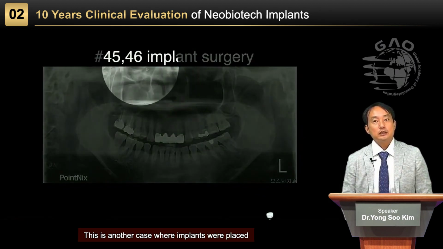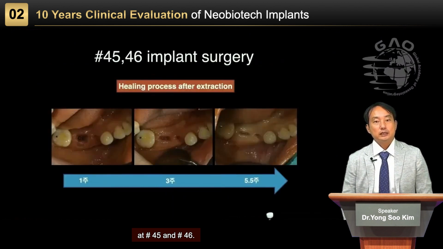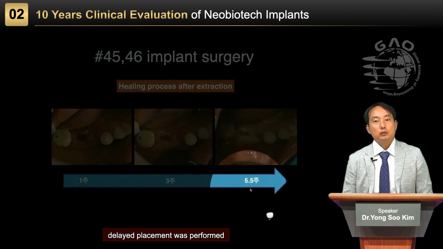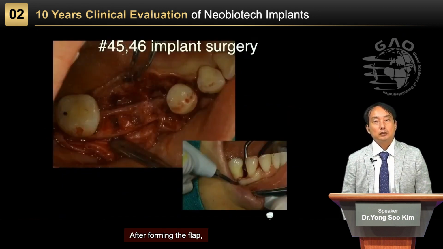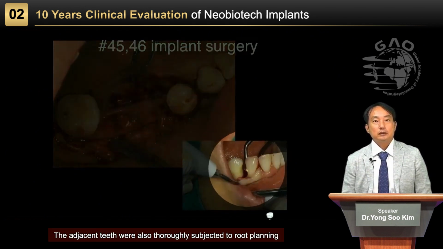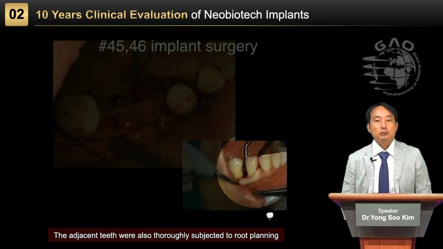This is another case where implants were placed at number 45 and number 46. Approximately 6 weeks after the extraction process, delayed placement was performed, and partial bone healing is observed. After forming the flap, the granulation tissue was removed. The adjacent teeth were also thoroughly subjected to root planing.